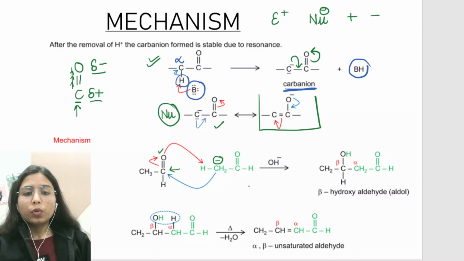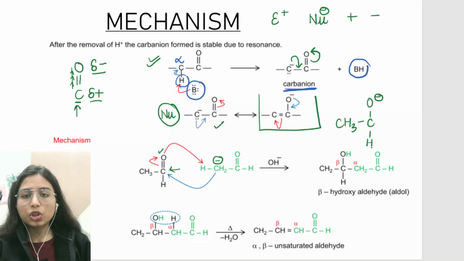Okay, so what is going to happen over here, the oxygen, it will be basically your CH3, C, O negative and H. So this O negative is basically abstracting this hydrogen and is becoming CH2COH, and this is the product that you are able to get.